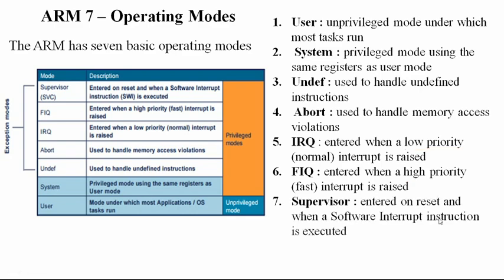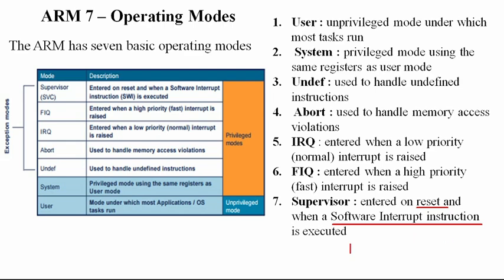And the last mode, supervisory mode. The supervisory mode is again a privileged mode. It again uses 3 registers, R13, R14 and 1 SPSR. This supervisory mode is entered when there is a reset, when we press the reset, or when there is an execution of the software interrupt instruction. So there are two possibilities of entering this supervisory mode: when there is a reset and when there is a software interrupt instruction, SWI.